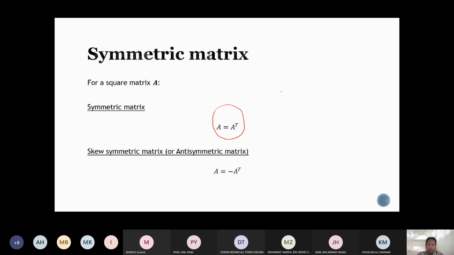So that's symmetric matrix. And then another term is skew symmetric or anti-symmetric. When you transpose a matrix, it becomes the negative of the original one. So A equals negative of its transpose. This is also important. This is anti-symmetric or skew symmetric. These two terms we will use quite a lot later, so I hope you take note.